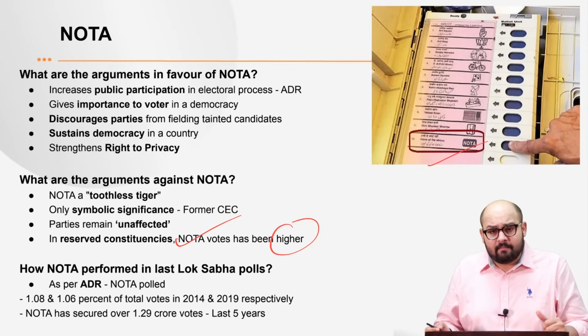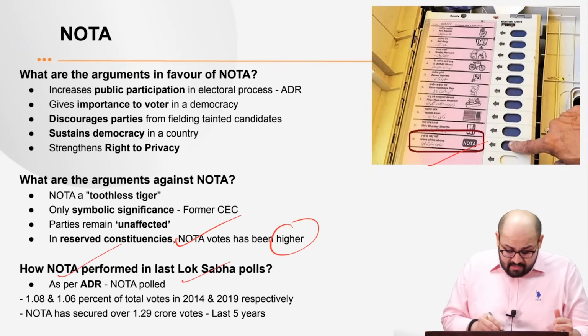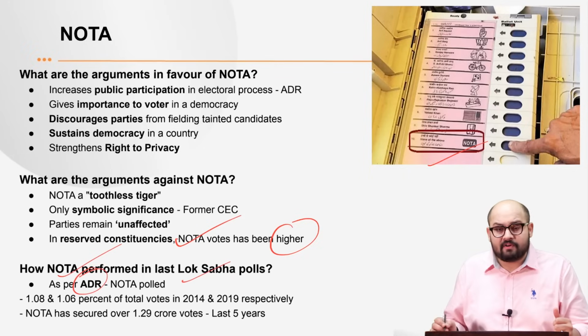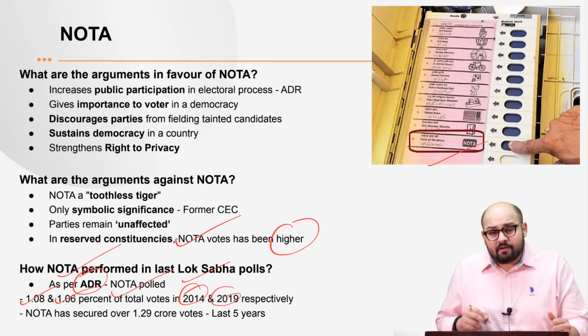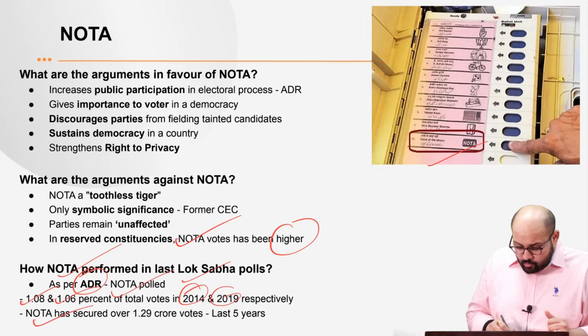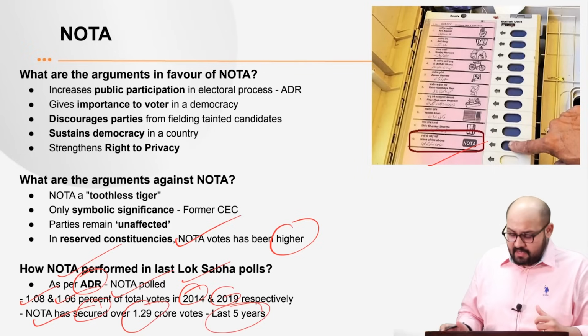Now, if we go by the numbers, how has NOTA performed in the Lok Sabha polls? What we see, as per the ADR, that is Association for Democratic Reforms, is that the NOTA votes polled were 1.08% and 1.06% respectively in the elections of 2014 and 19. Then one more data says that NOTA has secured over 1.29 crore votes in the last 5 years. Now that is a substantial number, right?